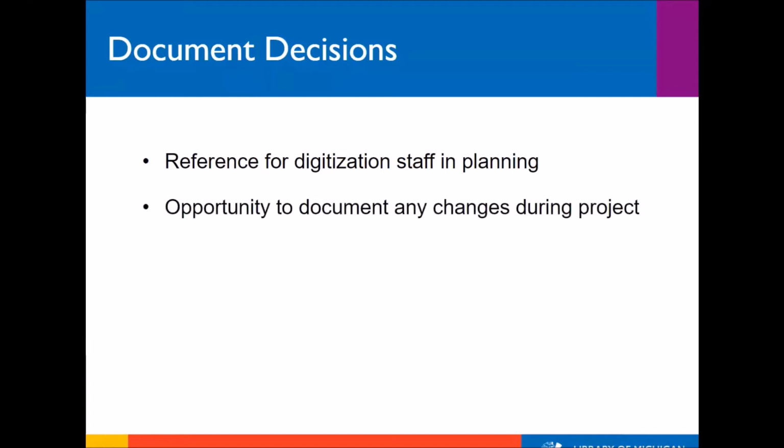It also provides an opportunity to document any changes in selection made during the project. Maybe something was removed from scope because personally identifiable information was found, or metadata was incorrect and the item wasn't actually what you thought it was. Or maybe an item required additional conservation work in order to digitize it. You can update your documentation and revisit selection of that item at another time when you have more information.